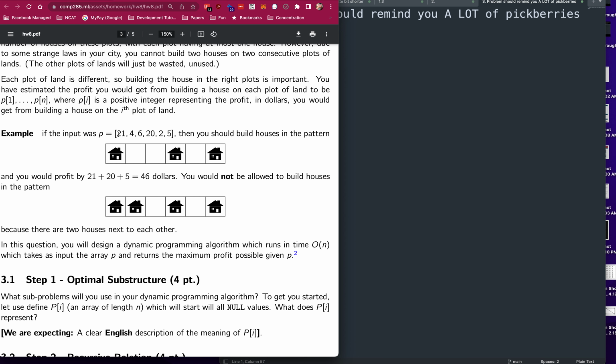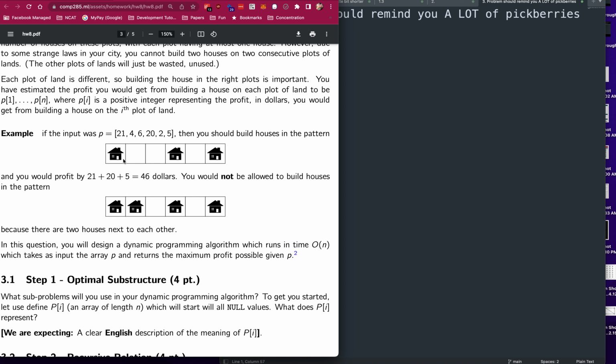So here's the example. If this is the array 21, 4, 6, 20, that tells you, hey, if I build here, I'll get $21 in profit. If I build in the second spot, I'll get $4. If I build in the third spot, I'll get $6. Now the restriction is you cannot build in spots that are next to each other because then the neighbors get unhappy, whatever story you want to tell yourself, right? Again, it should really remind you of pick berries. Very similar approach, very similar solution.